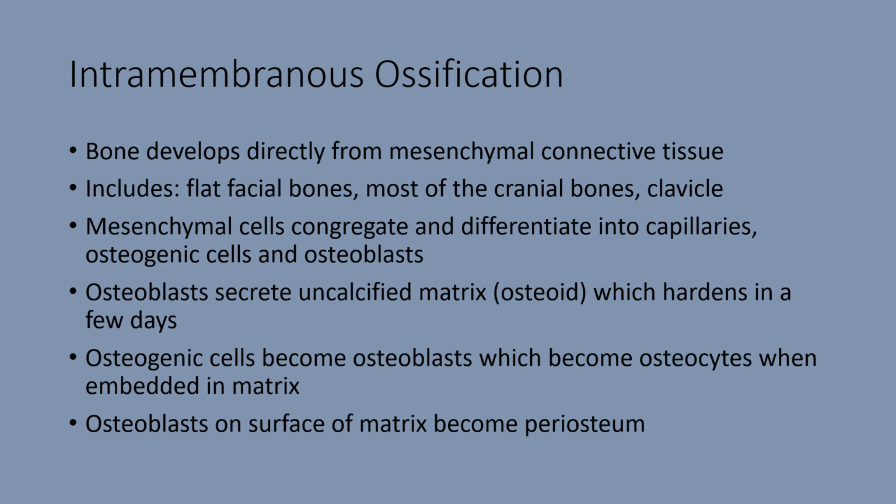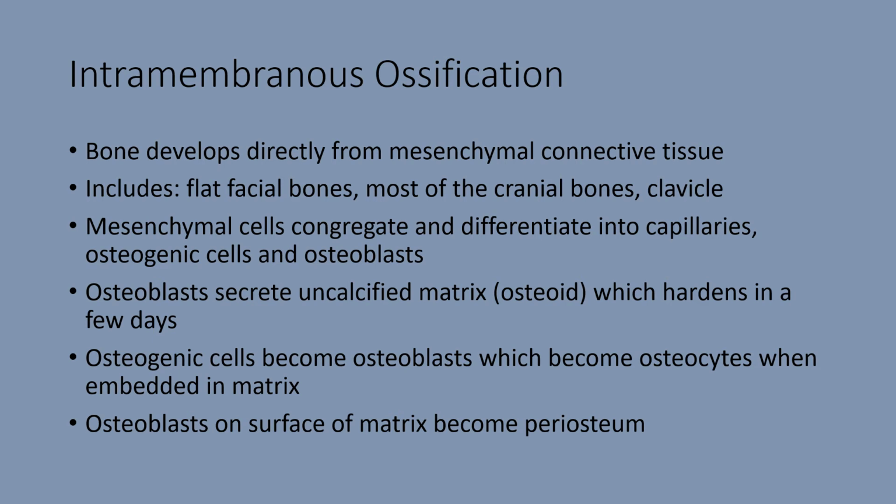the clavicle. What tends to happen is these mesenchymal cells congregate in certain areas, and they start to differentiate into capillaries, osteogenic cells, and osteoblasts. The osteoblasts secrete this matrix called osteoid that doesn't have any calcium in it yet. So initially it's not hard, but in a few days it will start to harden up.